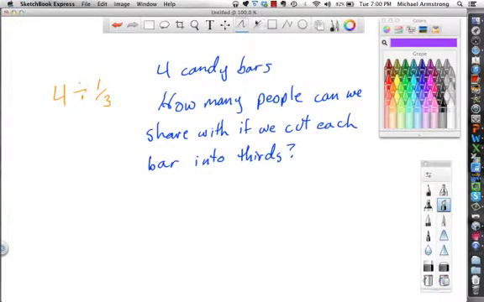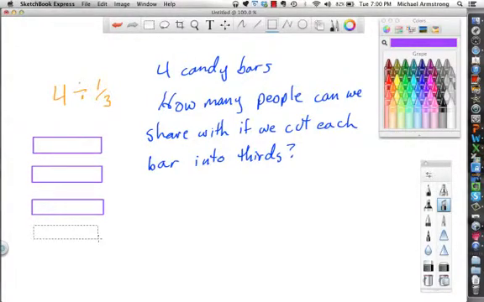And if we're going to draw a diagram, we have to draw a diagram of 4 candy bars. There's 1, 2, 3, 4. Maybe these are like Butterfingers. And we're going to cut each one into thirds. So it should look something like that. There's 1, 2, 3 thirds. So we cut them all up into thirds, and we could count how many pieces that makes. And there's 3 in each candy bar. 3 times 4 is 12. So it equals 12.